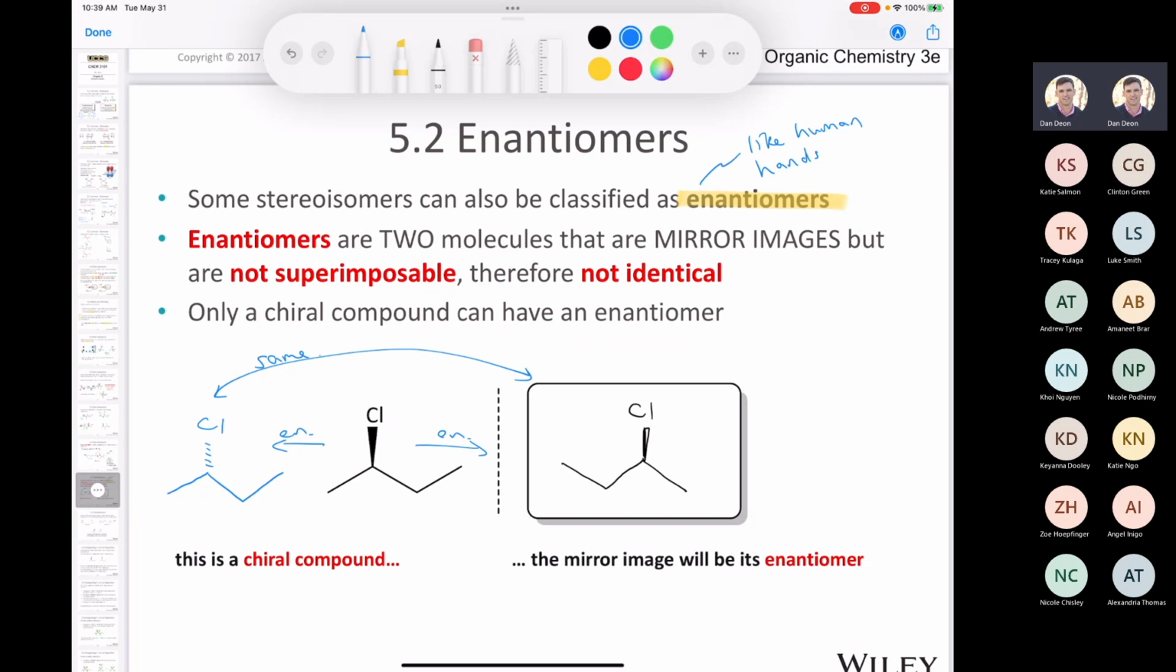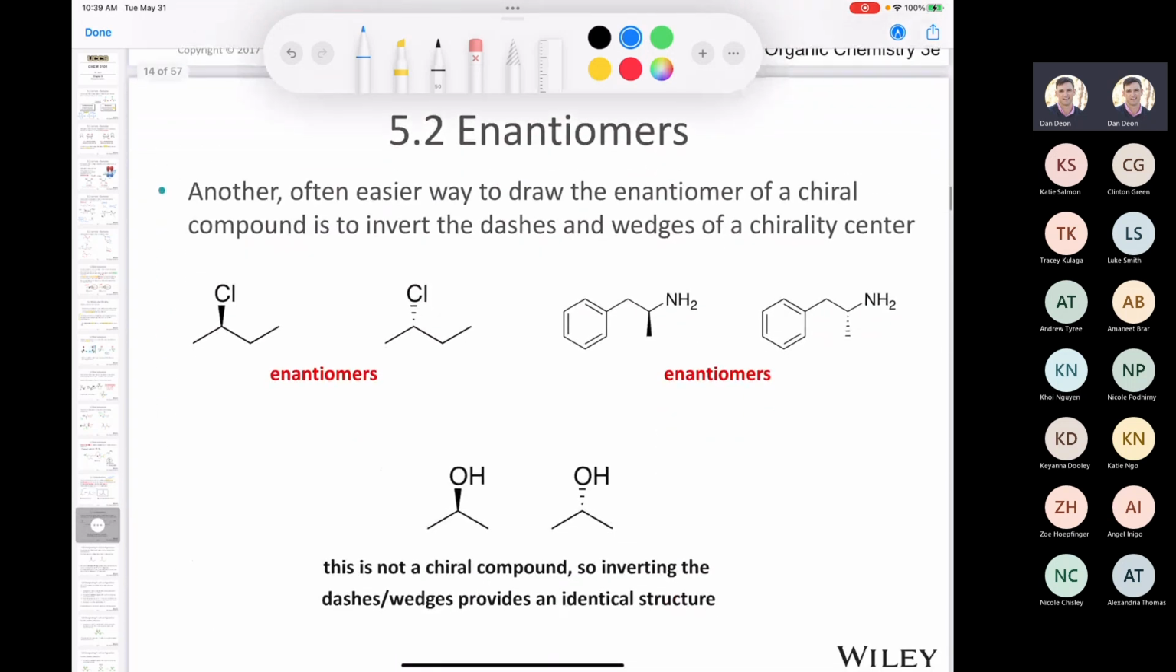So much faster to just flip a stereocenter. And that's what's being shown over here. Instead of trying to draw the mirror image, we just reverse the stereocenter. This compound here, this is amphetamine.